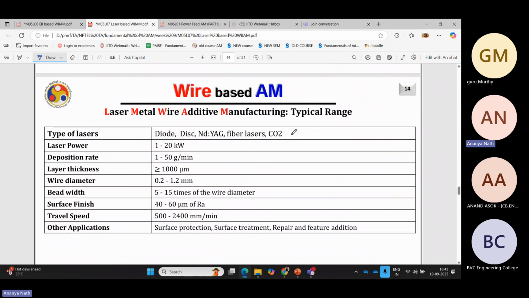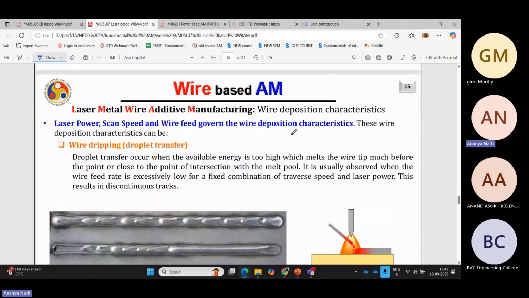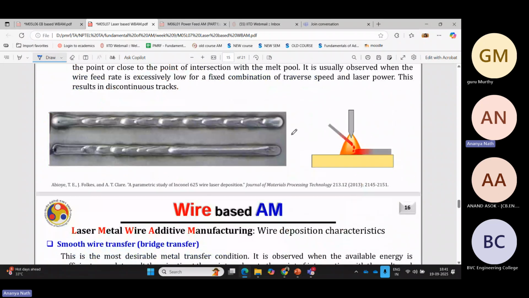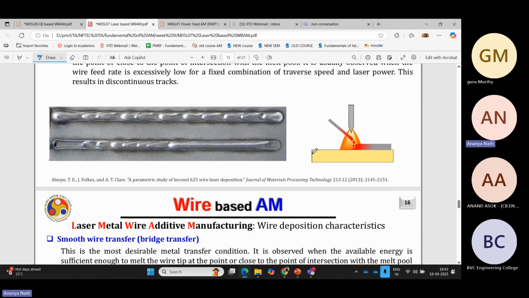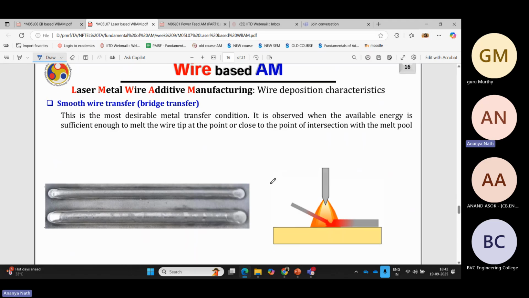Type or range of process parameters given. This is the type of bead that we get depending upon different types of transfer. So this is the droplet transfer. We can see the droplets. This is a bridge transfer. Because of the bridge transfer, the molten droplet is getting bridged with the previously deposited layer or the bead. That's why we get a very smooth bead. So this is the bridge transfer.